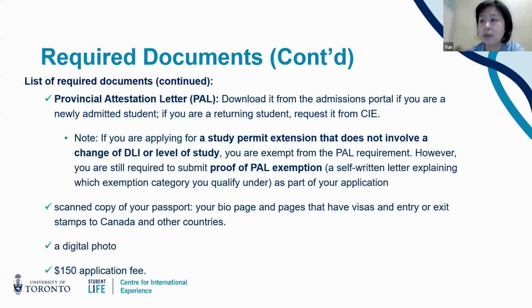So the proof of PAL exemption is a letter written by yourself. Okay, you should write the letter yourself. And in the letter, you should briefly explain which exemption category you qualify under. So you can simply say, dear officer, I'm applying for a study permit extension, and it does not involve a change of DLI or level of study. I have been studying at U of T and I will continue to study at U of T as an undergrad student. Therefore, I'm exempt from PAL requirements. Okay, just a few sentences to illustrate which exemption category you fall under.